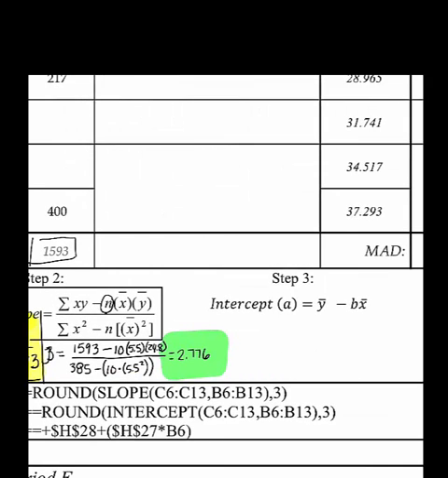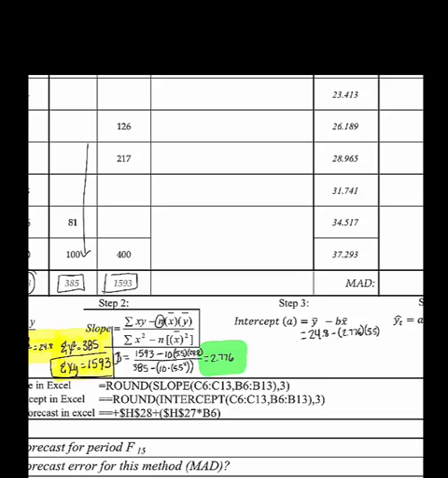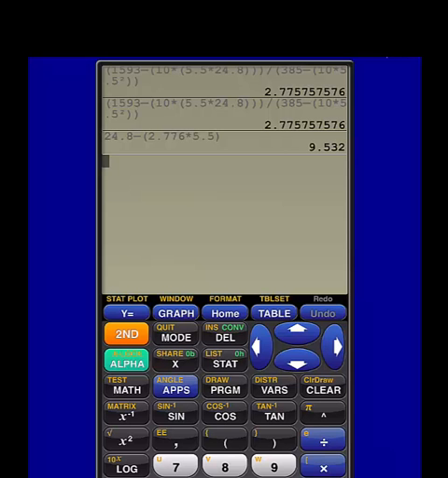And so we're just going to say y bar, which we know of course is 24.8, minus our slope, which we know is 2.776, times x bar, which we know to be 5.5. Again, we'll go ahead and put that in our calculator, and we should get about 9.532.